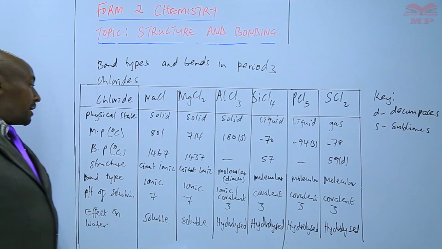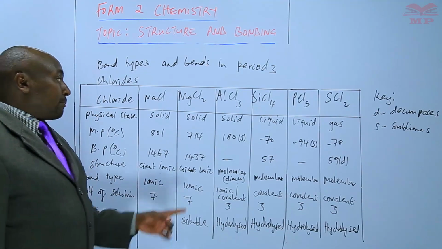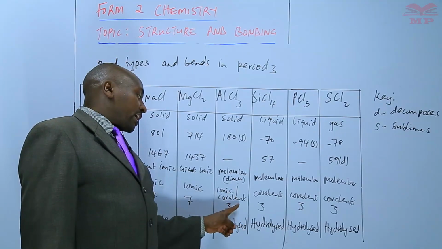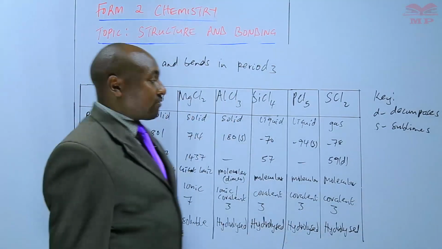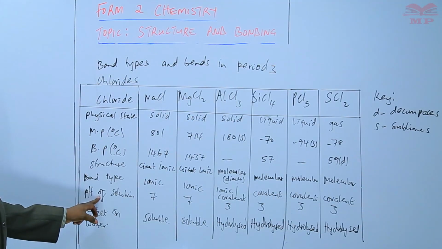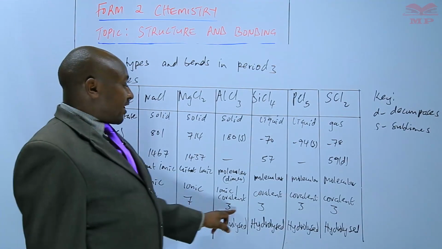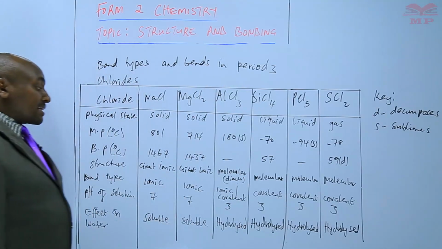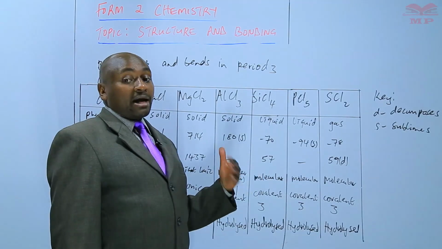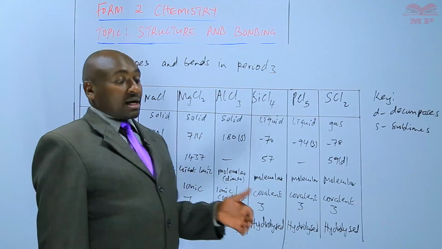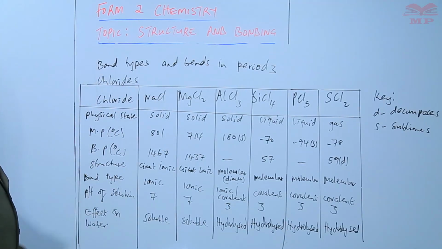The bond types, for the metals, it's ionic. The metal chlorides form ionic bonds, but aluminium chloride forms both ionic and covalent. That's why it's molecular. But all the other non-metals have covalent bonds. In terms of the pH of the solution, sodium chloride and magnesium chloride are neutral, but all the others are acidic. And the others are acidic because when you dissolve them in water, they become hydrolyzed to release hydrogen ions. And those hydrogen ions reveal the acidity of the solution.